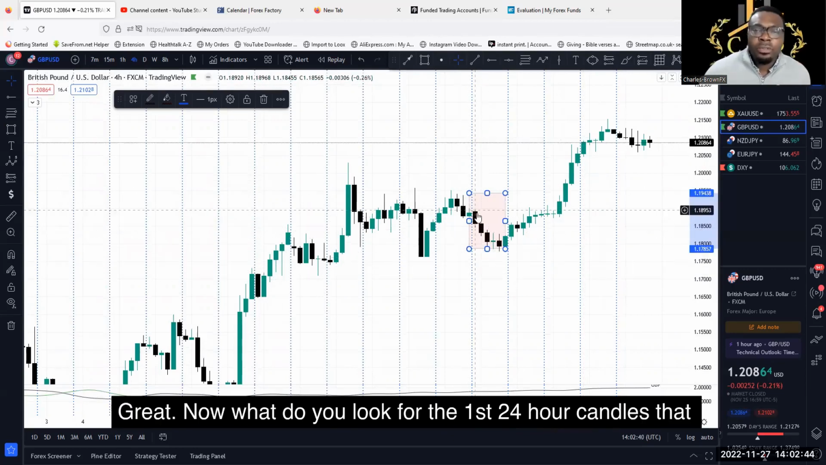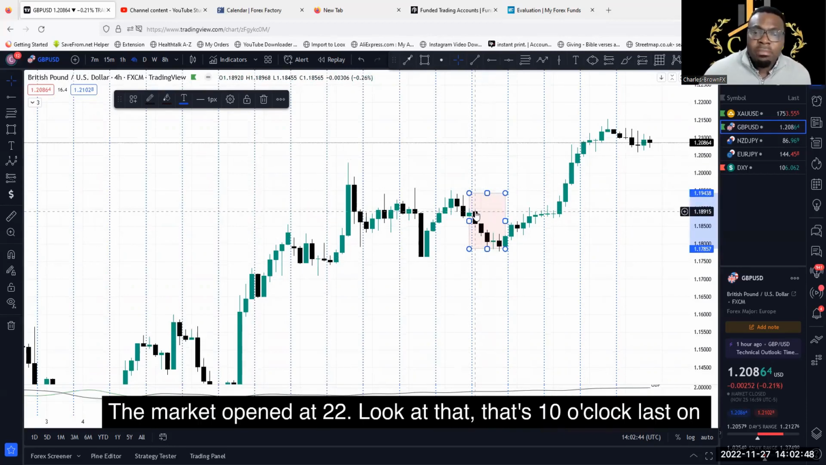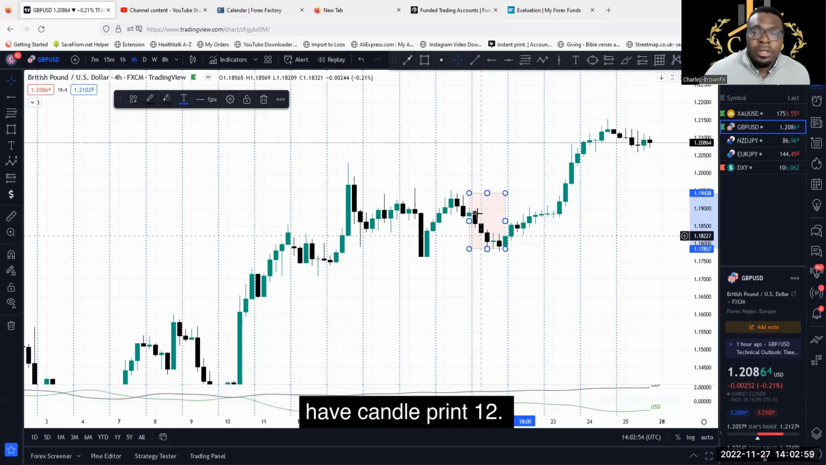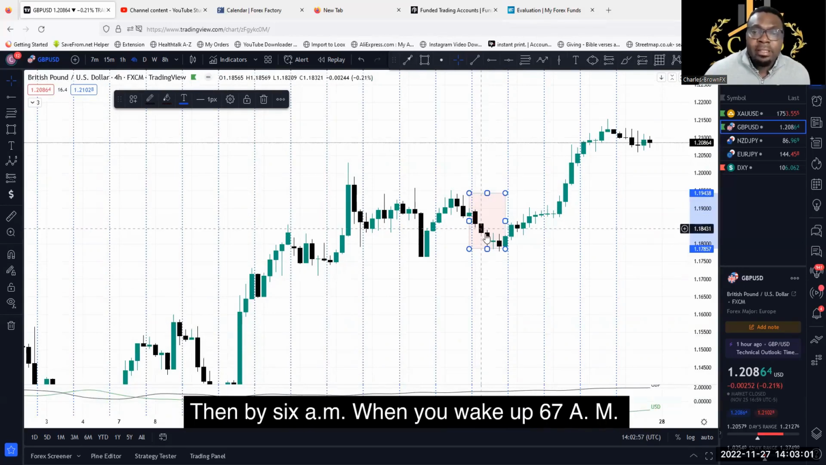Now, what do you look for? The first 2 4-hour candles that have printed in the Asia session. The market opened at 22. Look at that. That's 10 o'clock on Sunday night. And then on Monday morning at about 2 a.m., we have candle print 1, 2. Then by 6 a.m. when you wake up, 6, 7 a.m.